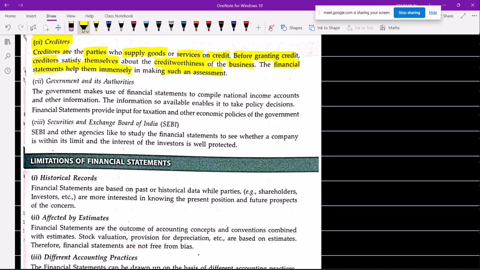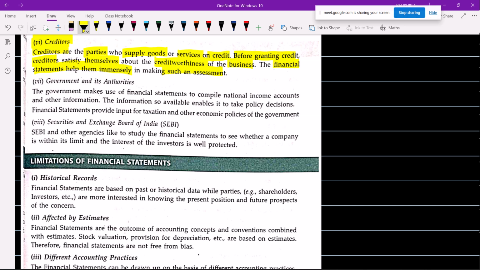So creditors will be providing goods and services on a credit basis, ensuring that they will be able to collect the money at a later point of time. For this purpose, the creditors do a proper analysis of your financial statement. They understand your creditworthiness, and only by knowing it do they supply the goods and services.